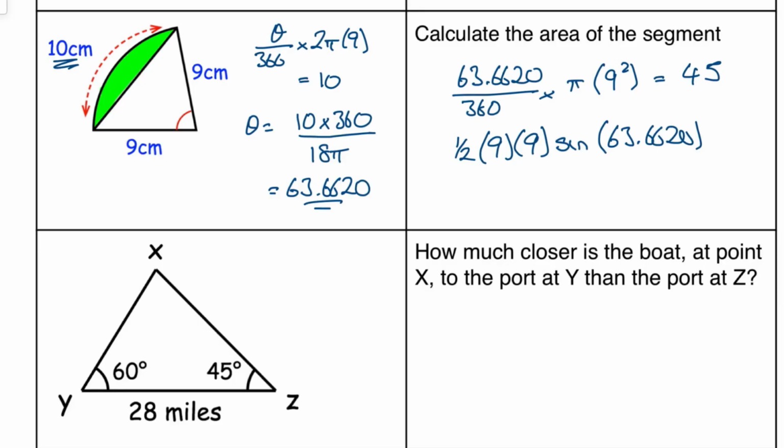63.6620. Now, if you're watching this video and you're thinking, I have no idea what you've just written down, this is often the last topic taught. So you may not quite have got to half ab sine C yet, but this is what I'm doing here. It's one of the formulas that you'll learn later.